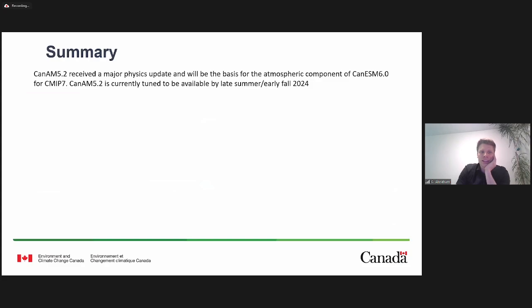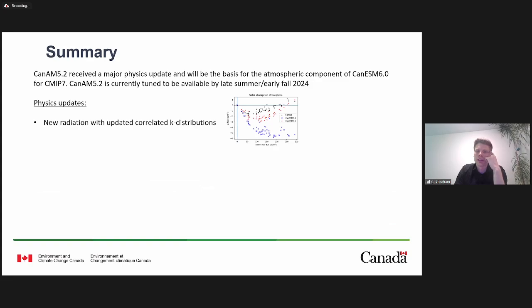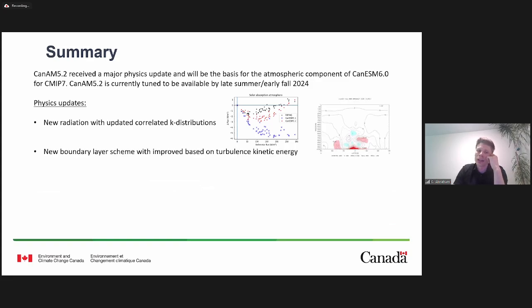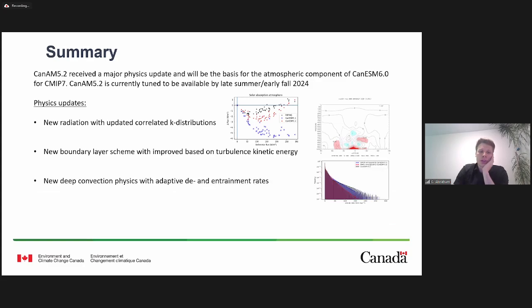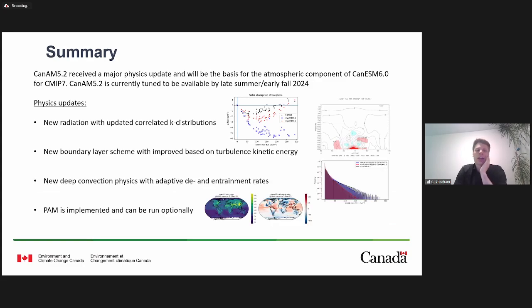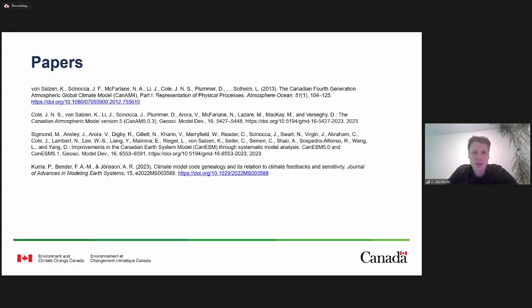So in summary, CanAM 5.2 is a major physics update that we developed over the last couple of years, and it will be the basis for our CanESM6 contribution. We hope to release it tuned late summer or early fall this year. Just to remind you, we updated the radiation code, the boundary layer physics, the convective code, and we implemented PAM. Thank you very much. Here are some references if you are interested in reading more about it.